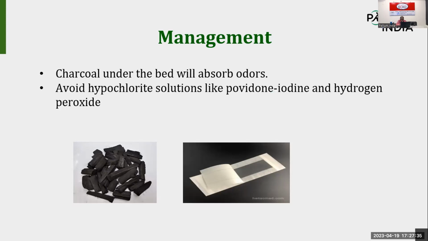And we don't use any hypochlorite solutions, powder iodine, or hydrogen peroxide on the wound, because these will destroy the granulation tissues. If there is a stage 4 pressure ulcer, sometimes the surgeon will suggest cleaning with powder iodine solution. At that time we dilute it with normal saline, and then we clean with the diluted powder iodine solution. After that, we again clean with normal saline, and then apply some medication on that area.